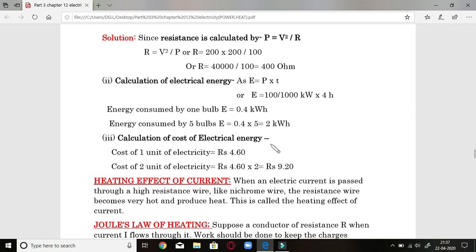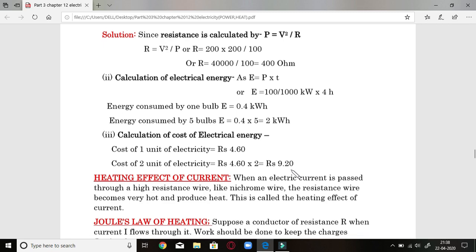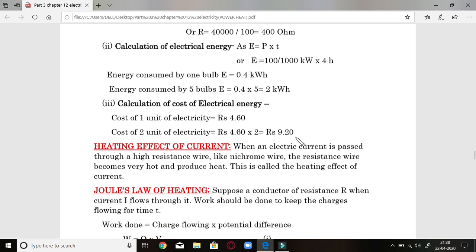Okay, and the cost for 1 unit or 1 kilowatt hour is 4.60, and our value is 2 units, 2 kilowatt hour. So when we multiply, the cost of running 5 bulbs for 4 hour a day came out to be rupees 9.20. So this is the way we calculate the cost of various electrical appliances. This is for one appliance I have done. A question may come where you get 3 or 4 appliances. The same method can be applied, and at the last the costs can be added up, so as to get the total bill.